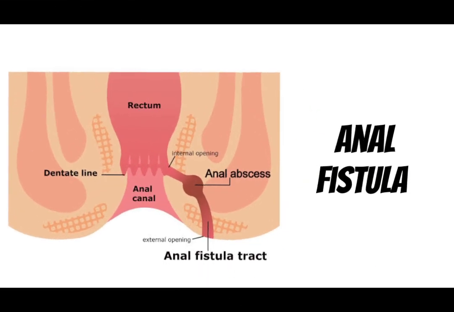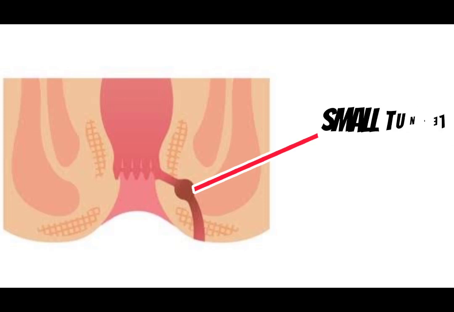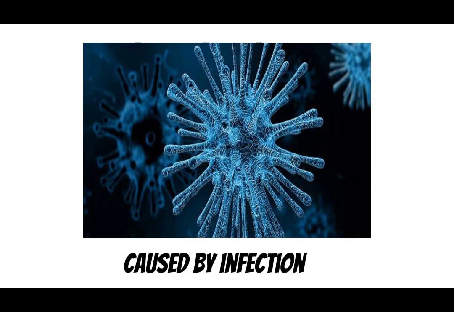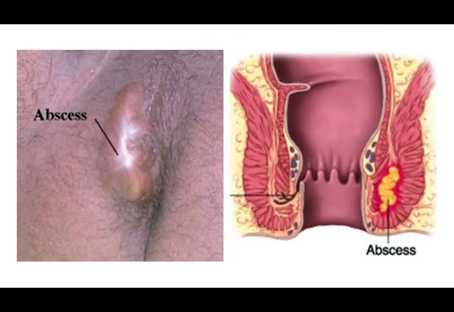The last disease will be anal fistula. It's a small tunnel that develops between the end of the bowel and skin near the anus. They're usually a result of infection near the anus causing a collection of pus in the tissue.